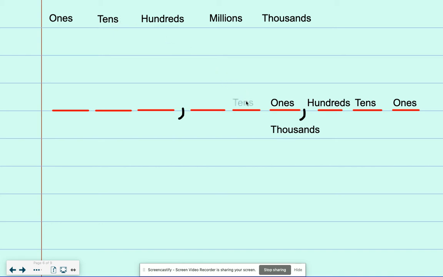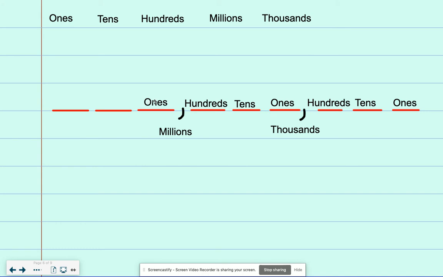Next, in the middle, is our tens. Tens, thousands. And then we have hundreds. Hundreds, thousands. We have a comma again, so this is a new place value word. This one is our millions. And now just like before, we have our ones.